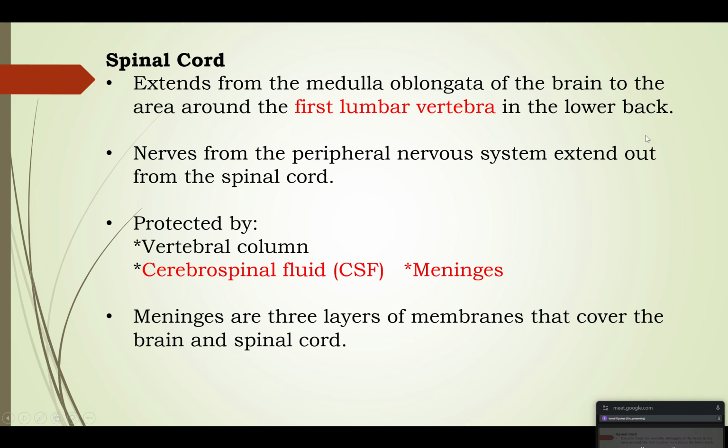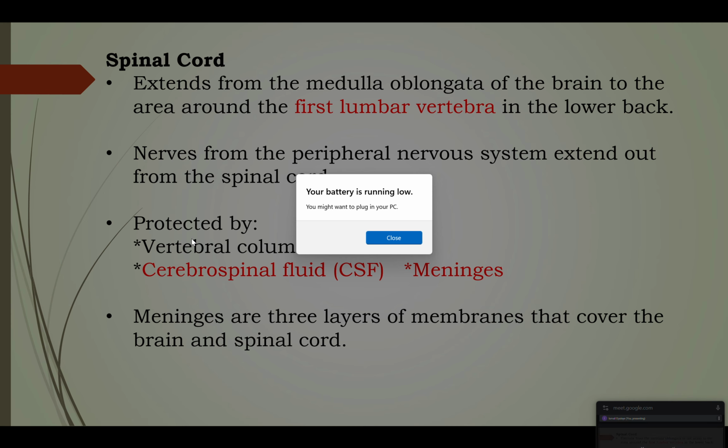So nerves from the peripheral nervous system extend out from the spinal cord. Do you know that this spinal cord is well protected by the vertebral column?